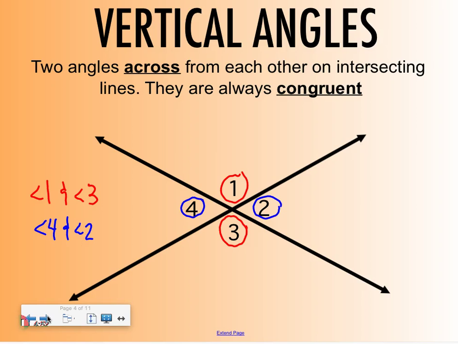And the biggest thing to remember with vertical angles is that they are always congruent. Just looking at that, does angle 1 look like it's the same measure as angle 3? Just eyeballing it. Same thing with 4 and 2. Yep. They're always congruent.